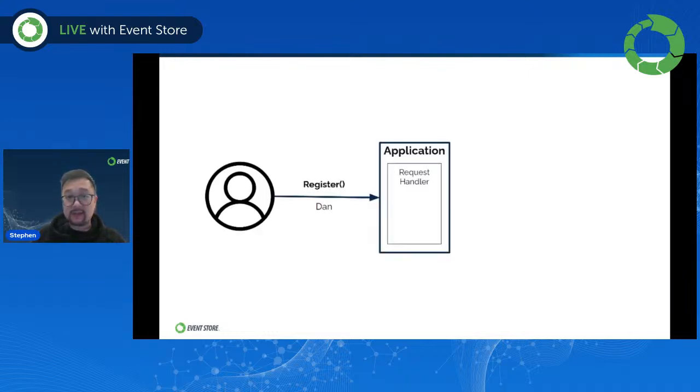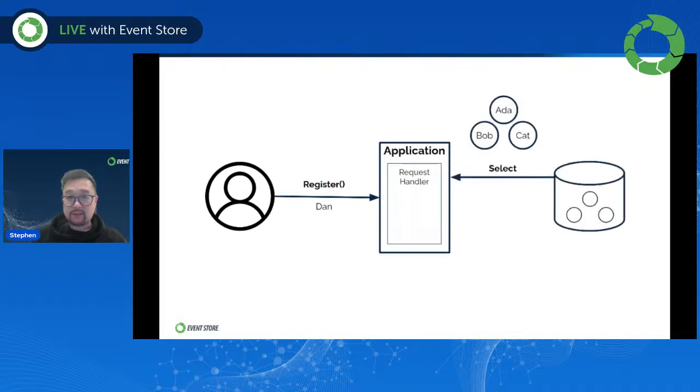So let's zoom out a bit and see how the aggregate pattern fits in a typical application and the process of how it is used. The flow starts with the user, say Dan again, submitting a registration to an application. This is usually a web controller or request handler that receives the registration. Next, the handler loads the aggregate from the database into memory, retrieving all the objects within the aggregate. In this case, this is probably like a select star from the user table, which retrieves all the user objects, including Ada, Bob, and Kat. The handler then calls the register method of the aggregate and passes Dan's information into it.